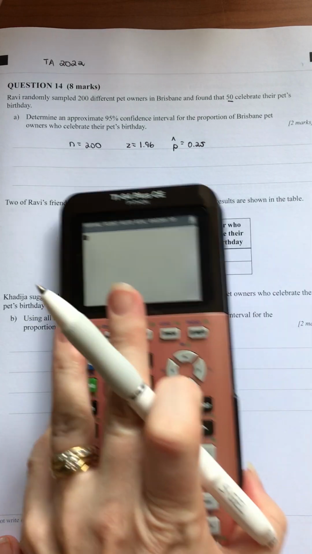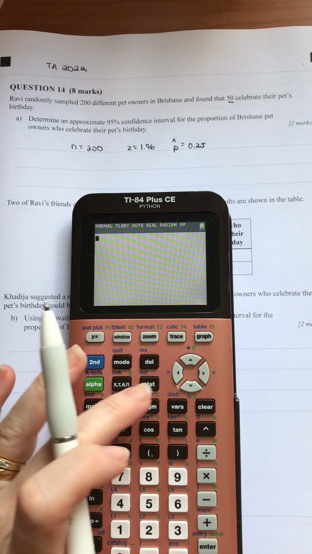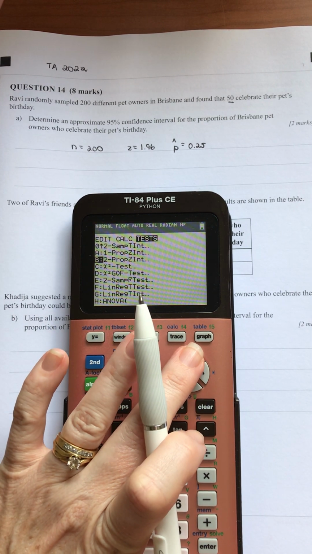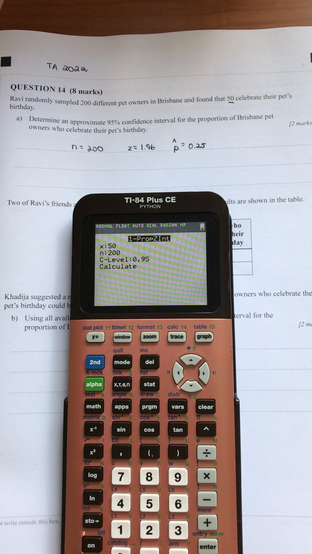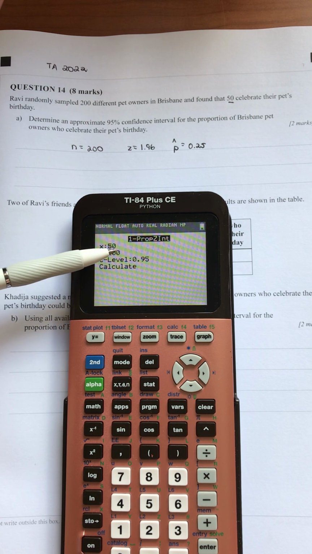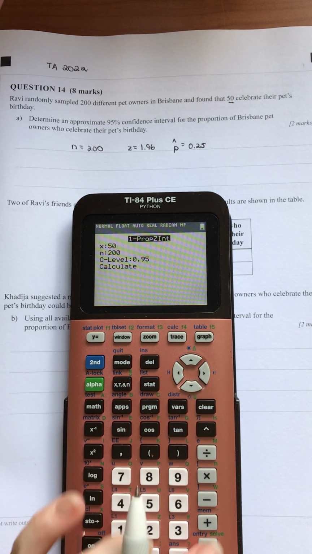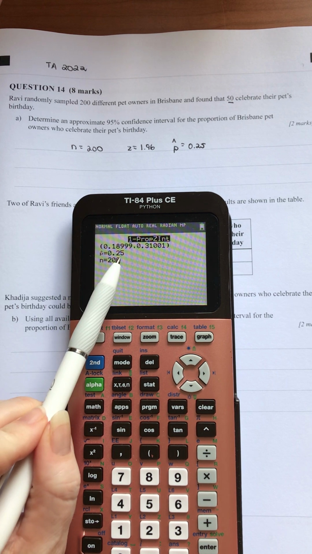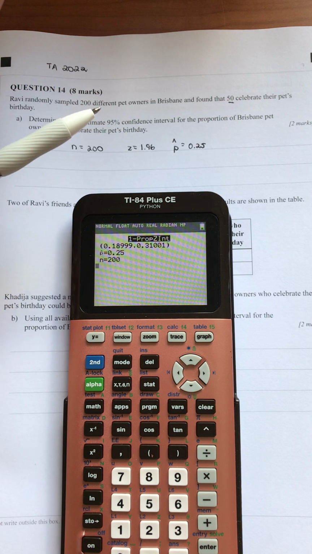Now, when you put it in the calculator, you don't actually need all of those steps if you've got your TI-84 Plus CE, because you can use the stat, go across to tests and arrow up to the A here, the 1-PropZInt. So we can put in that value of x of 50, we can put in our n of 200, our confidence level of 0.95, and then we can get it to calculate that and we get our confidence interval. And see how it does give us that p hat there of 0.25 that we were looking for in the marking scheme as well.